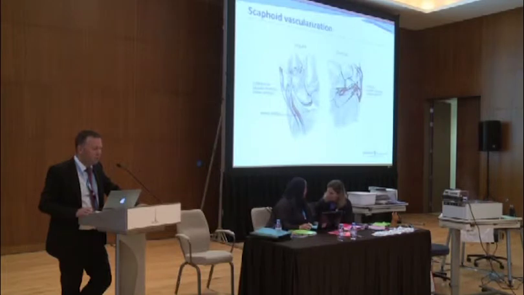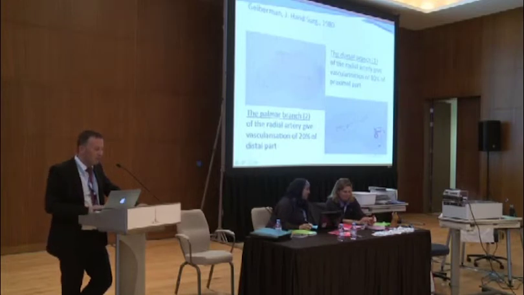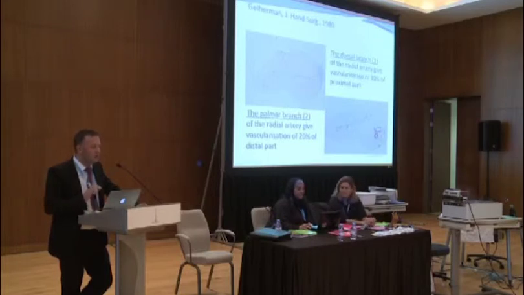What is important to know? The vascularization of the scaphoid. There are 2 different vascularizations. They are coming from the radial artery, the palmar branch and the dorsal branch. And the dorsal branch gives the vascularization of 80% of the proximal part, and the palmar branch gives 20% of the vascularization of the distal part.